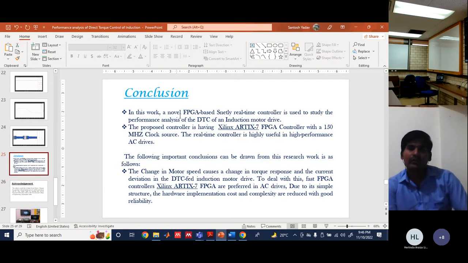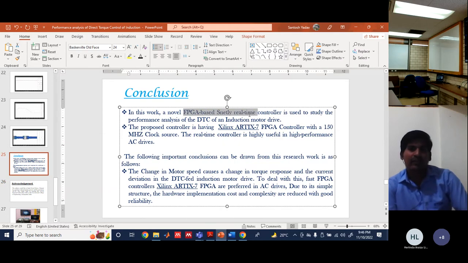And coming to the conclusion, this FPGA-based controller is used to study the performance of this DTC induction motor drive. The proposed controller has a Xilinx RTX FPGA controller, which has a 150 megahertz clock source. So in real-time control applications, this controller will compete with the other controllers. Definitely our next future step would be in the area of sensorless AC motor drives. The important conclusion I have drawn here is that when you change the motor speed, that immediately causes a change in torque response and current deviation in the DTC fed induction motor drive.